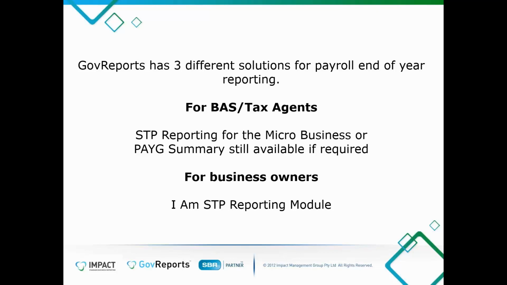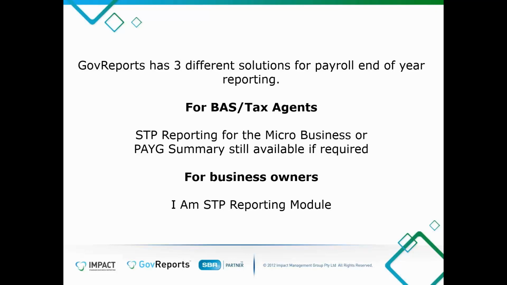So GovReports has three different solutions for payroll end of year reporting. For the BAS agent or tax agent, we have the STP reporting for the micro business, where you can report quarterly or more often at the time you're doing the BAS for the client. And PAYG summaries are still available if required.